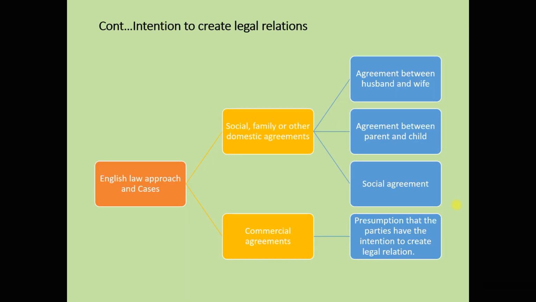So, English law approach and cases. Based on the cases, there are normally two types of transactions under the contract. One is social, family, or other domestic agreements. Examples are agreements between husband and wife, parent and child, between siblings, among peers. That is considered as domestic agreements.